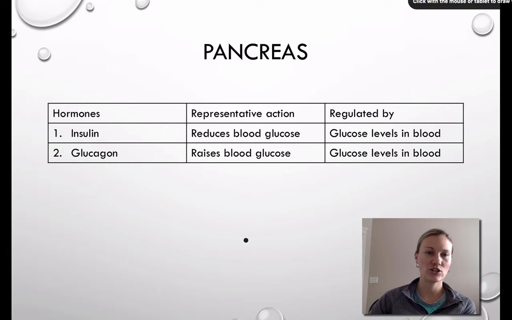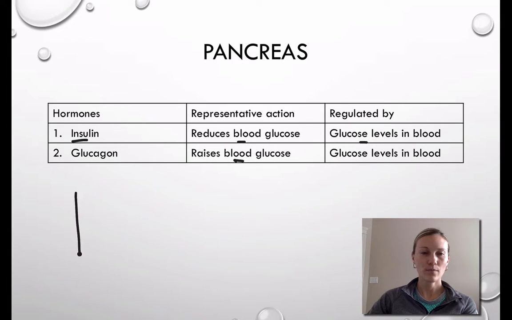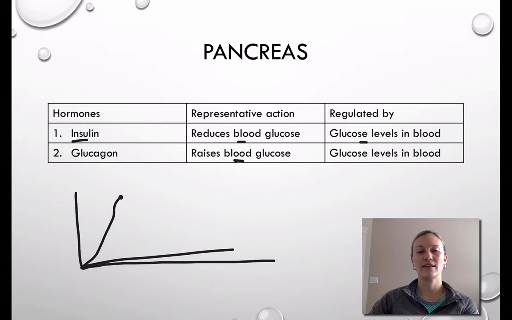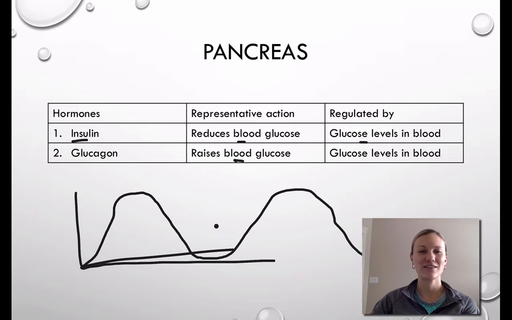So here are the major hormones associated with the pancreas. You have insulin. Insulin helps to reduce blood glucose, and it's regulated by glucose levels, whereas glucagon helps to increase blood glucose. So basically when you eat food, your sugar levels are going to increase, and then after a while your sugar levels will decrease, and then you'll eat another snack and they'll increase, and then after a while they'll decrease. Basically as you eat, you get more and less sugar depending on what phase you're in.